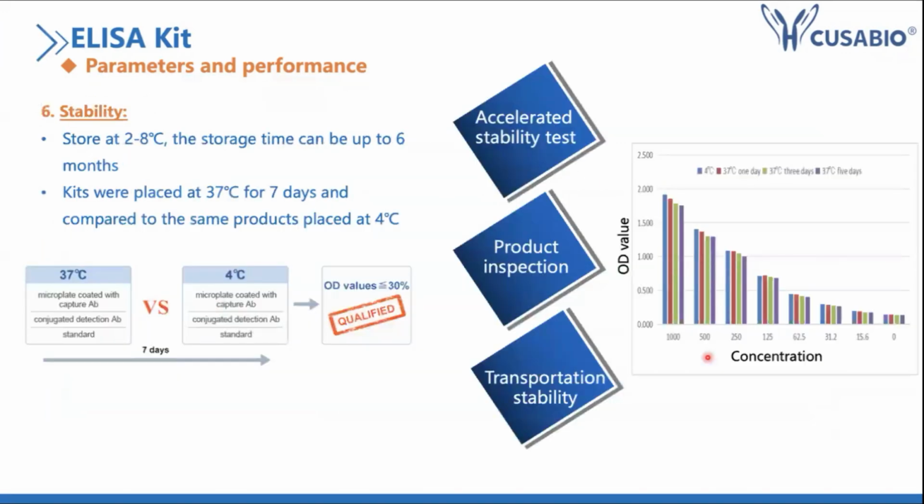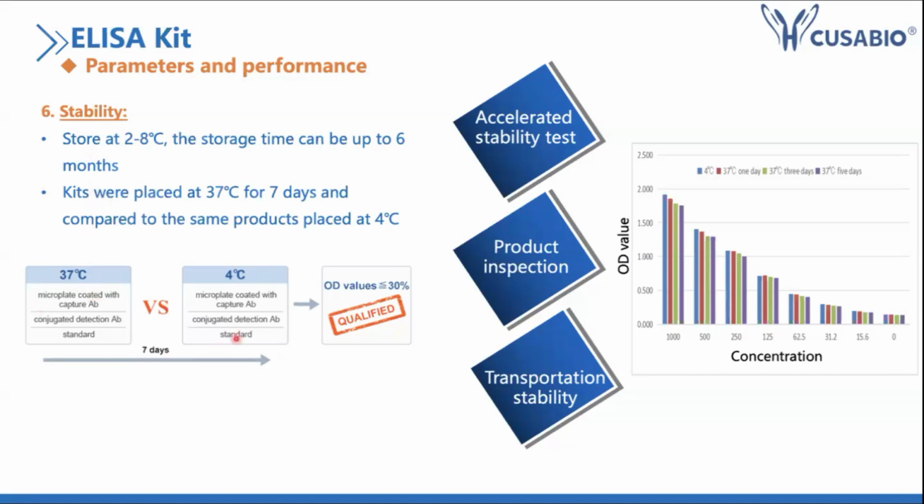Then the next parameter I will talk about is the stability. The stability is highly correlated with how long you can store your box and how long it will be useful. Our promise is that after you get the kit, if it is stored at 2 to 8 degrees, the storage time can be up to 6 months. And to guarantee this promise, we did different tests.